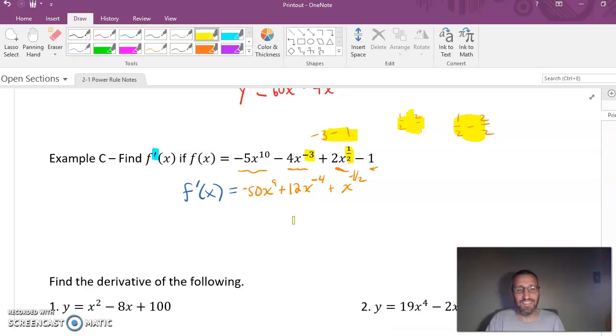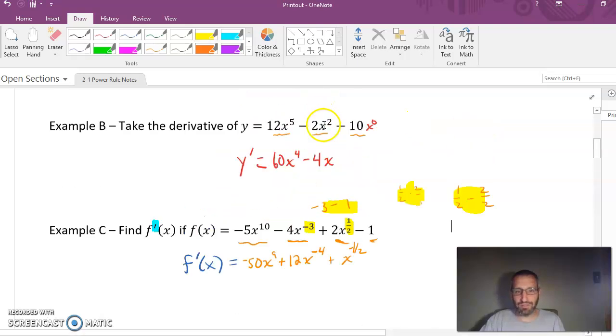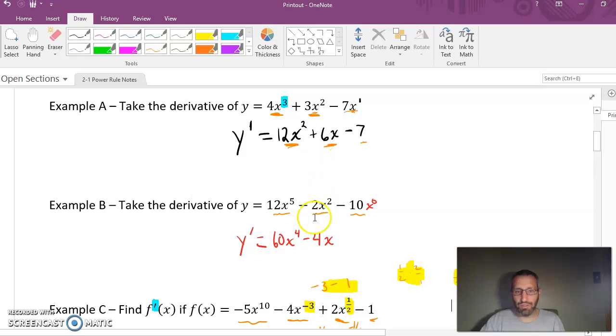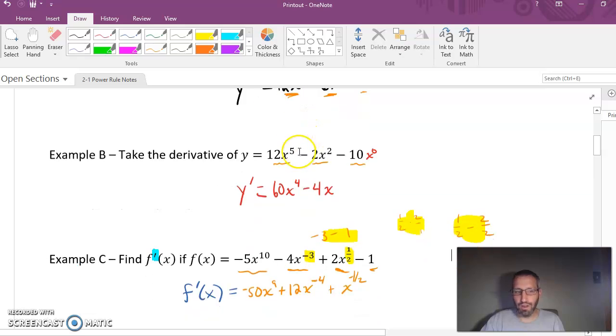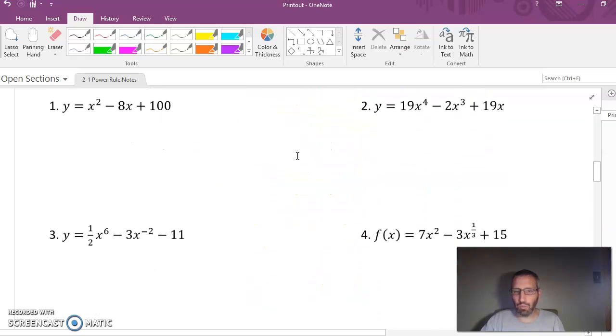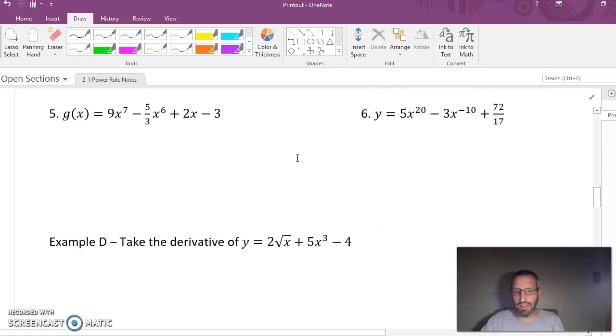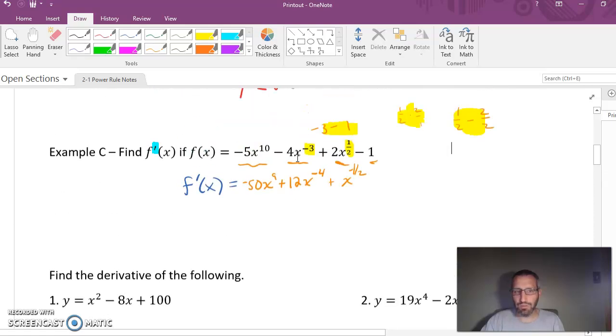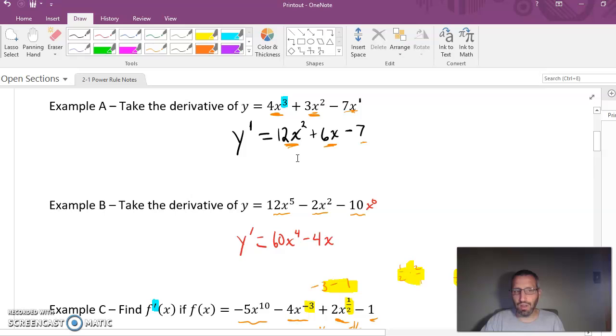All right, so take a look back at those three. Exponent times coefficient out front, subtract the exponent by 1, for each individual term. See if you can do numbers 1, 2, 3, 4, 5, and 6 and put the answers in your formative. I should have that up and ready to go for you.